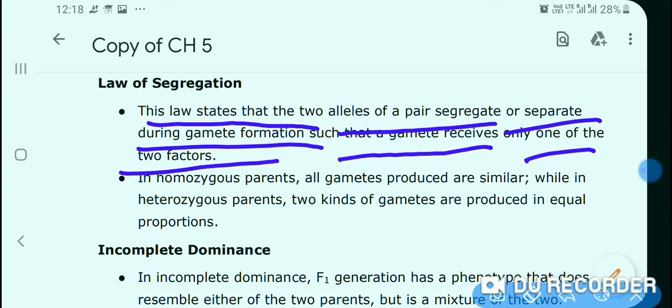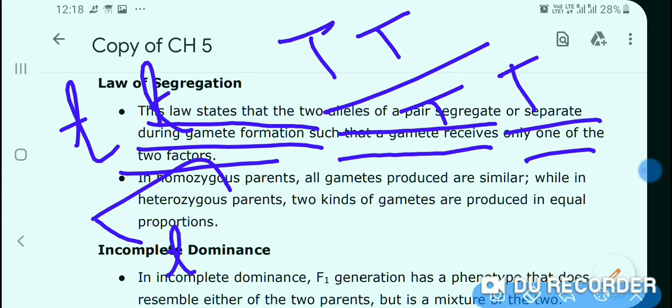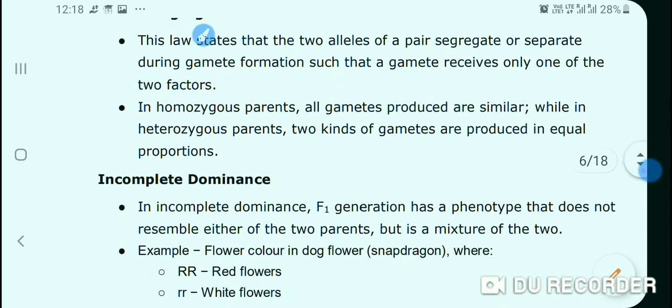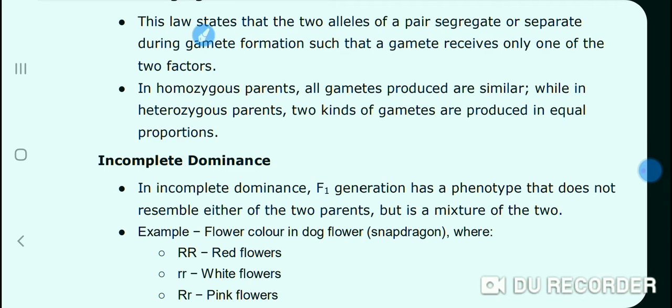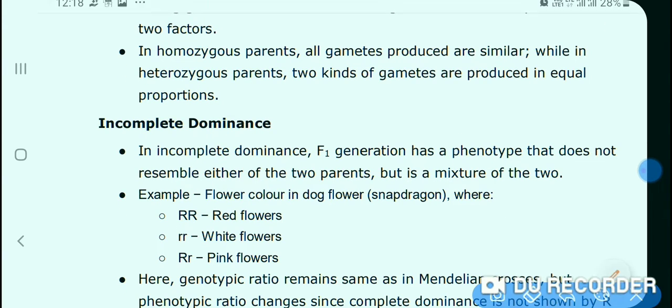This law is also known as the law of purity of gametes. In a homozygous parent, all gametes produced are similar. You can take the example, this is the homozygous parent. There will be one type of gamete. This is a homozygous parent. Again there will be one type of gamete. But what would happen in the heterozygous parent? There are two types of gametes, and only one passes to the next generation. This is the law of segregation. Then what is incomplete dominance?